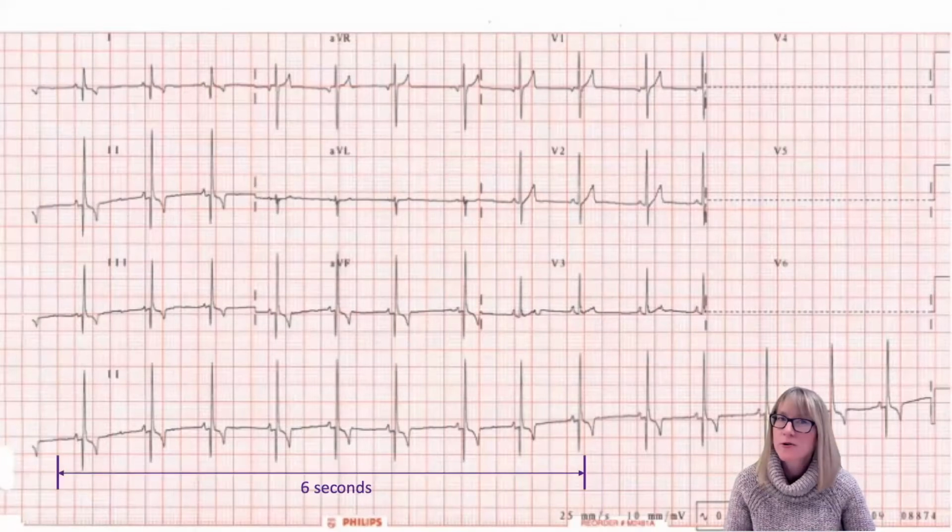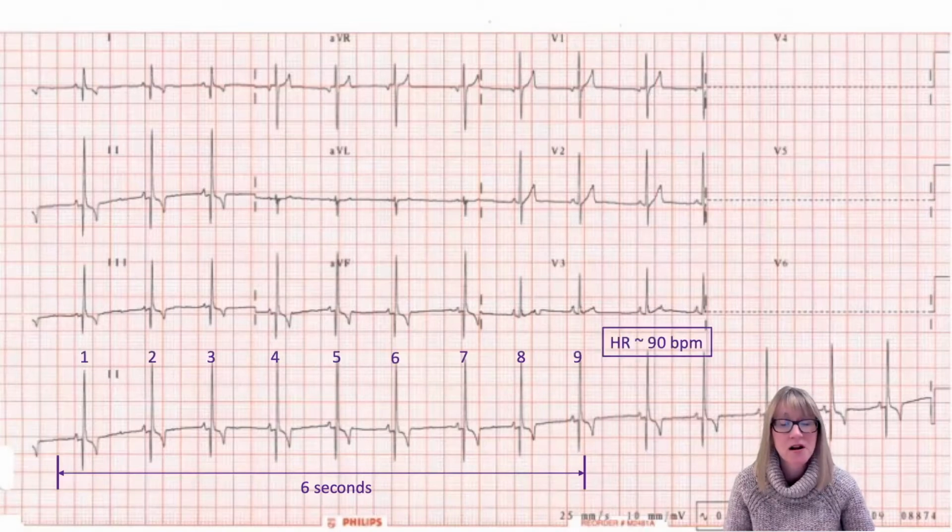here. And if we were to count the number of heartbeats within that 6 seconds, the math becomes pretty easy. We multiply by 10, and that's our heart rate. And so here I've counted 9 heartbeats within that 6-second ruler. Heart rate's 90. Pretty easy way to quickly assess heart rate. But there's even quicker ways, to be honest.